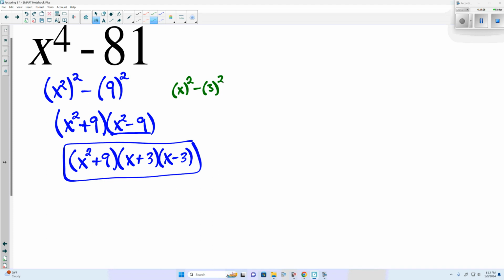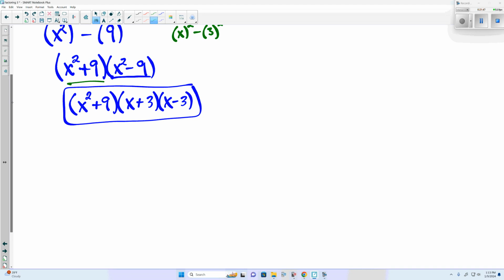X squared plus 9 technically doesn't factor. I mean, it does and doesn't. For us to be able to factor, we really need to know the solutions and work back to its factors. So why x squared plus 9? Because this is still part of it. It's just that this time, x squared minus 9 is a difference of perfect squares. And that's what gave us the x plus 3 and x minus 3.